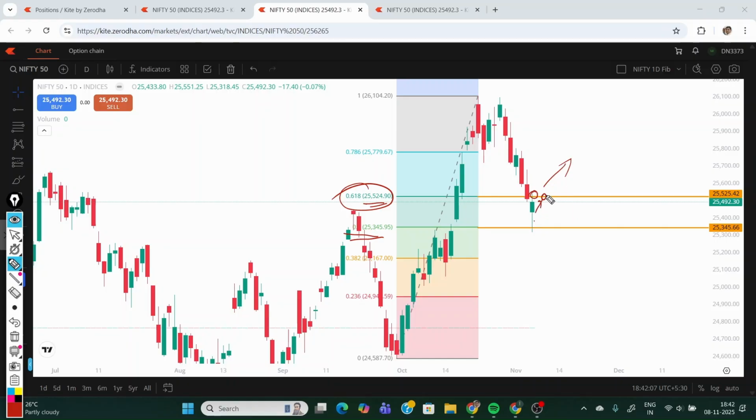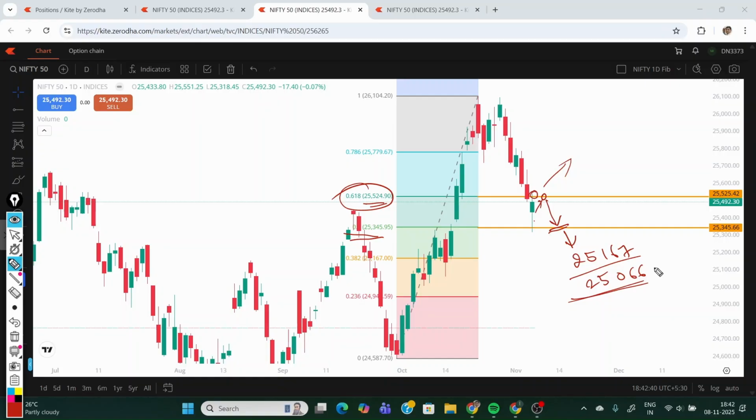In case Nifty takes resistance around this level, you may expect a move again towards the 0.5 retracement, that is 25,345. If the momentum is supportive on the downside and this level is comfortably breached and sustained below, then you would be looking at 25,167 followed by 25,066. 25,066 we have just now discussed.